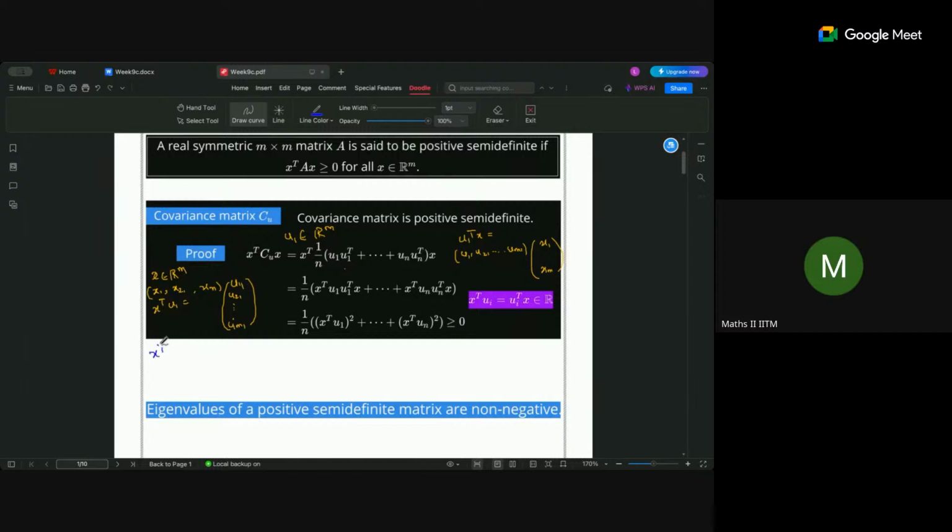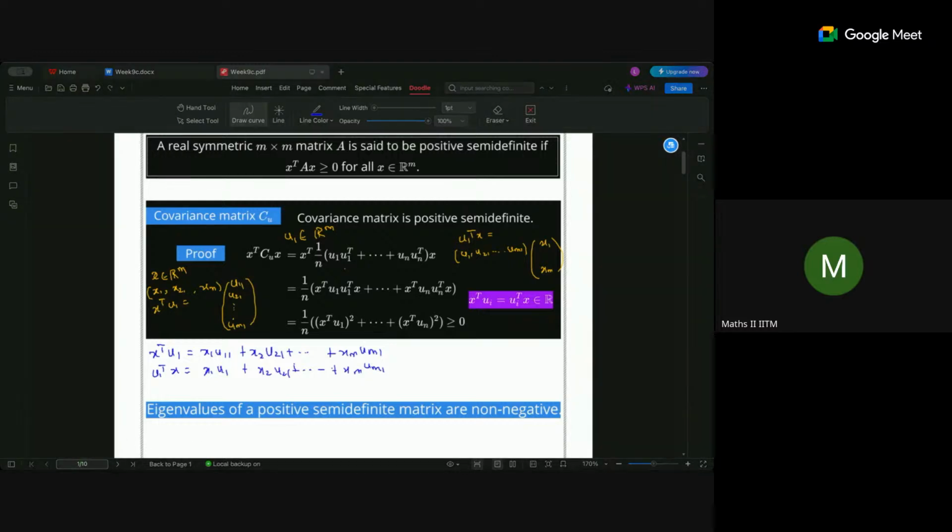You see that x transpose u1 is nothing but x1 u11 plus x2 u21 plus etc. xm um1. And can you see the same here? u1 transpose x is also the same, x1 u11 plus x2 u21 plus etc. xn um1. They are the same. Can you see that they are just the same real number? Both are real numbers and they are same, right? So you see that these two are simply real numbers.